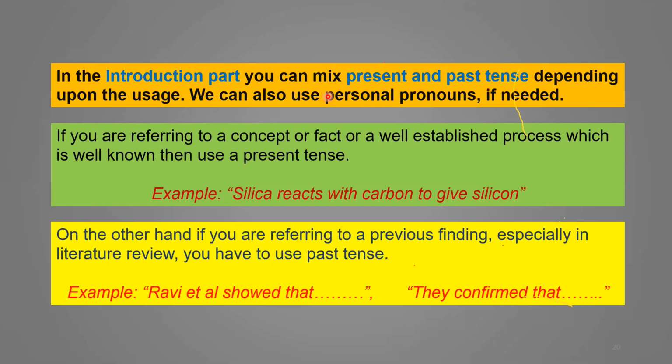The second thing is where you have to use a personal pronoun: when you are referring to a literature review. There you can use the name, like "Ravi et al. showed that" or "they confirmed that." There you can use a personal pronoun. So be aware that for each section I am explaining how to use your language, the tense usage.